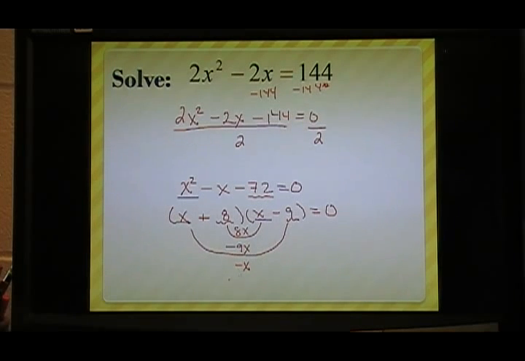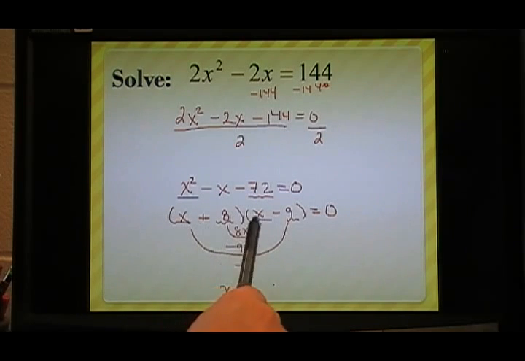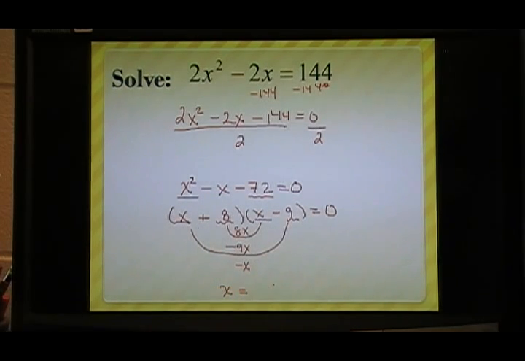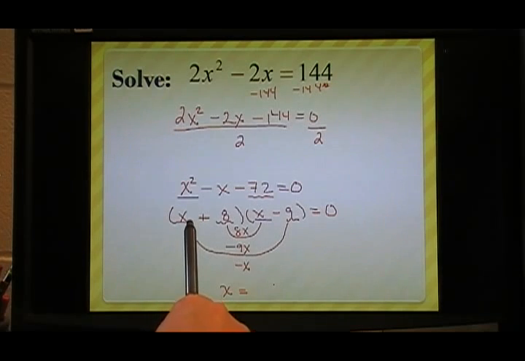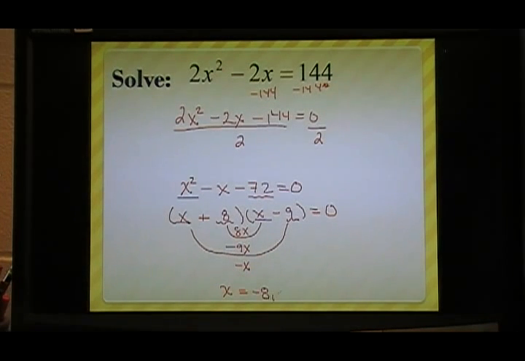So now that I have it in factored form, the solutions are easy to find. Any number that would make this times this equal 0. So if x is either negative 8 or positive 9, that product will be 0. So these are my solutions to that equation.